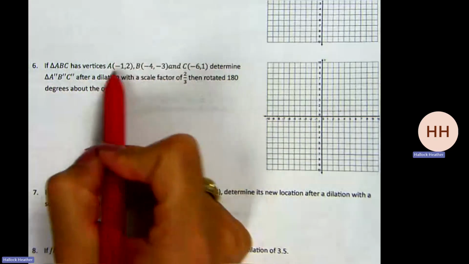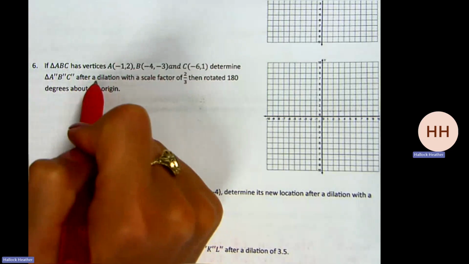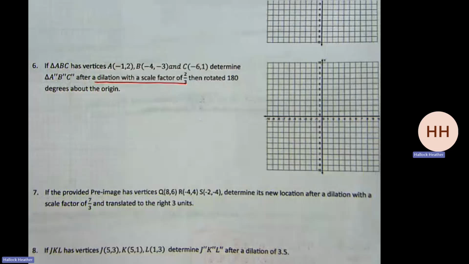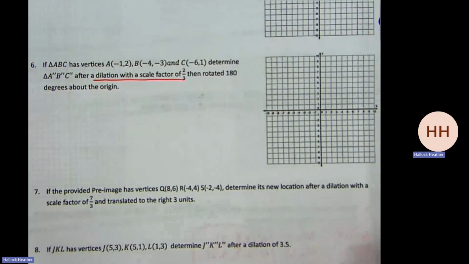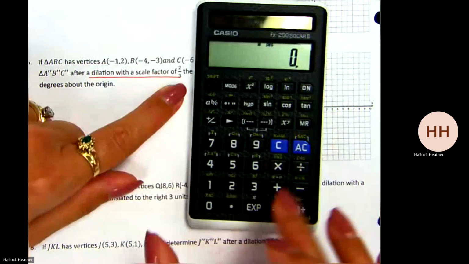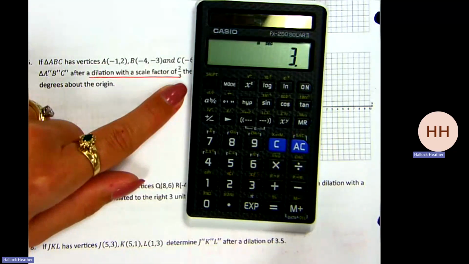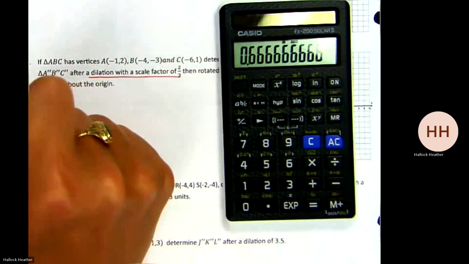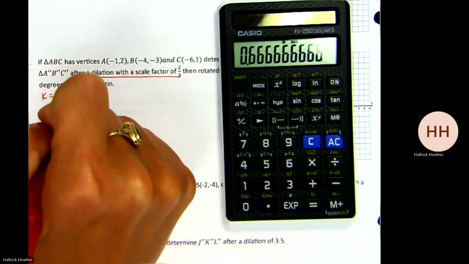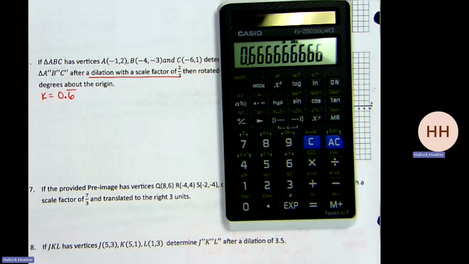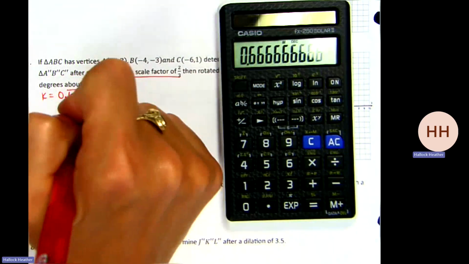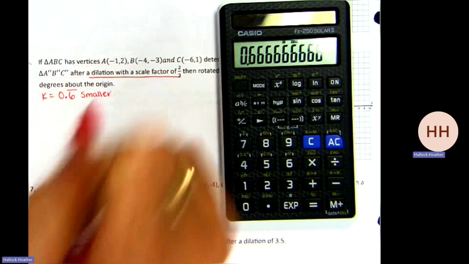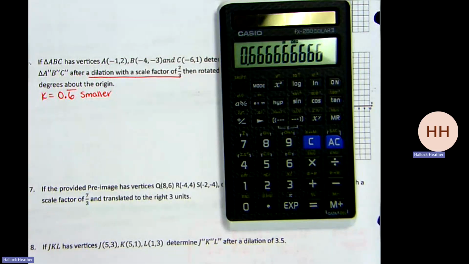So first thing is I have my original coordinates. I need a dilation with a scale factor of 2/3. So in a calculator, if I take 2 and I divide by 3, because a fraction is fancy division, my scale factor is 0.6 repeating. So is it going to get smaller or is it going to get bigger? Smaller. So my numbers should end up smaller than they started because my scale factor is less than 1.